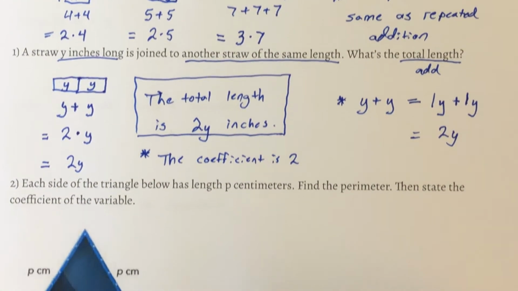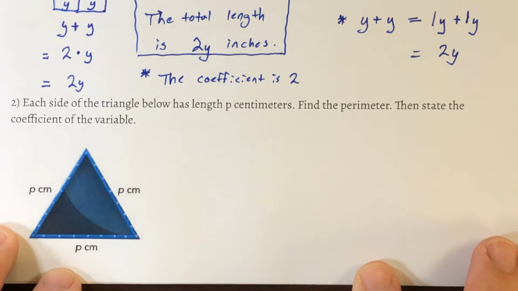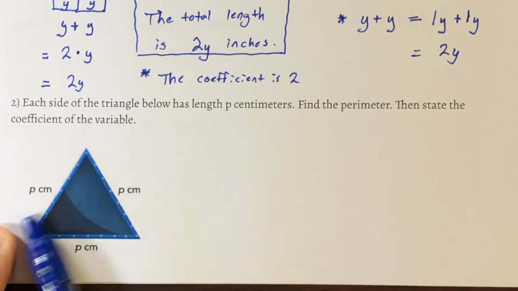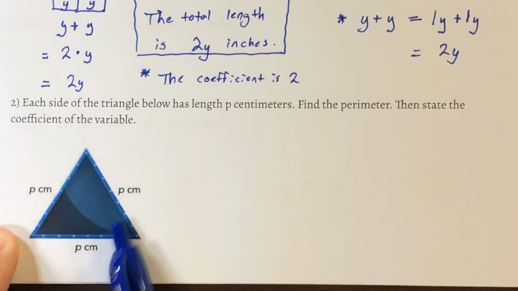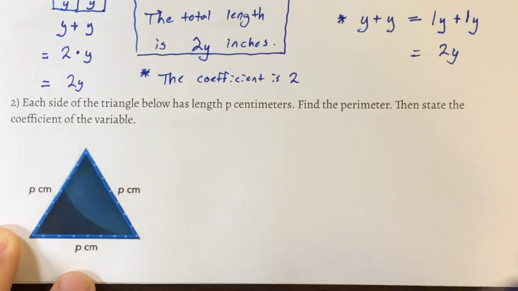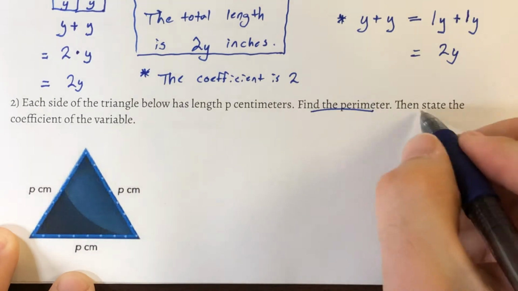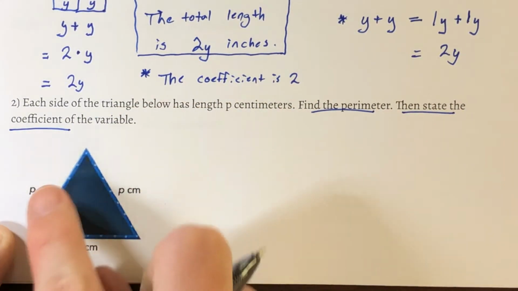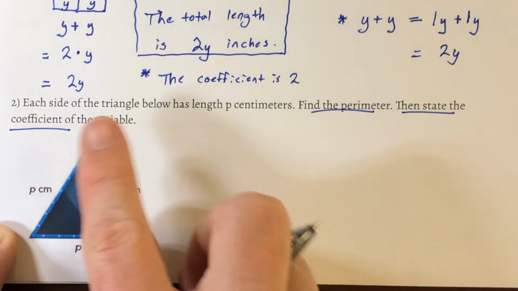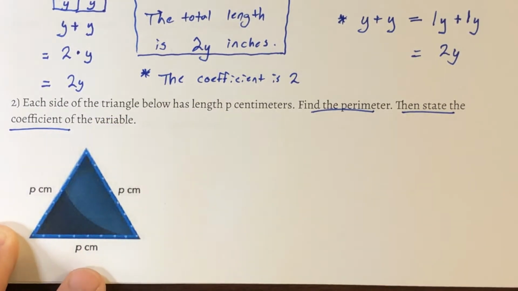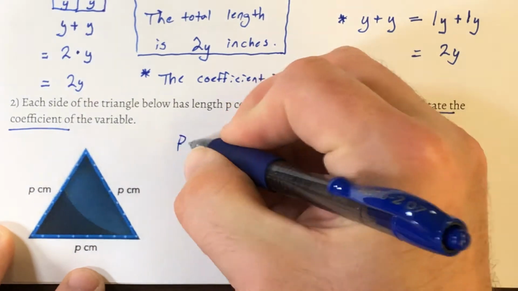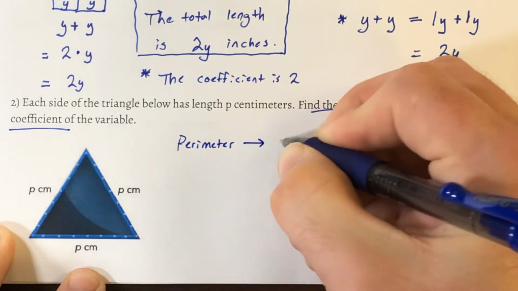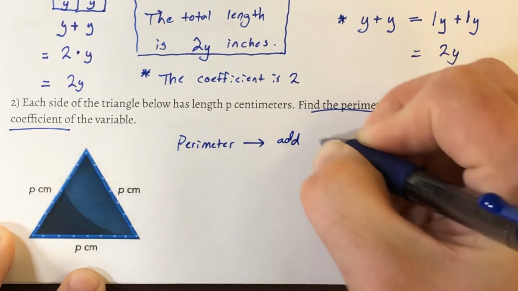All right, let's move on. Number 2, each side of the triangle below has a length of p centimeters. That means we don't know how long it is, but we know that's equilateral because they're all the same. We are going to find the perimeter. And then we're going to state the coefficient of the variable. Not the coefficient of these variables, the coefficient of the variable in our answer. So first, how do you find the perimeter of something? You find the perimeter of something by adding all the sides.